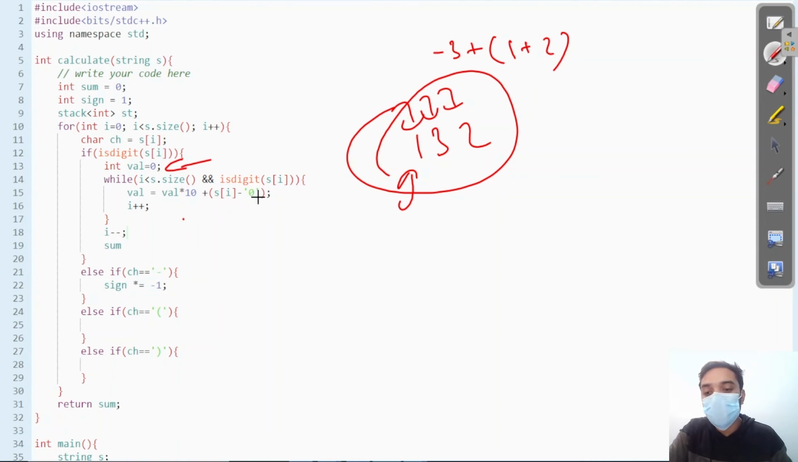Converting my character into the integer. Okay, so now my value will equal to what? Initially my value was 0, so 0 multiplied by 10 is 0, plus whatever my character was, it will be equal to 1. Fine. So after this, I am getting 3.